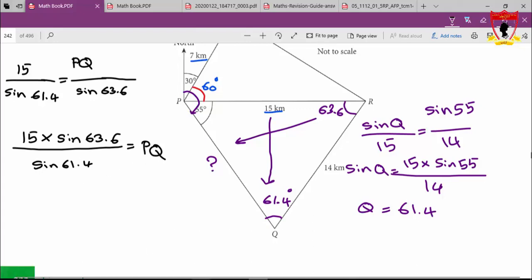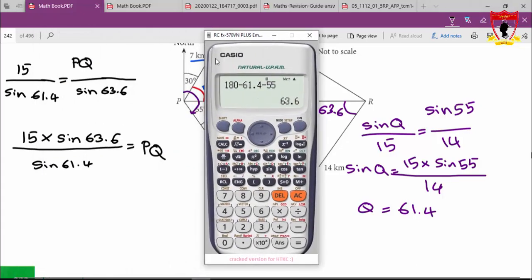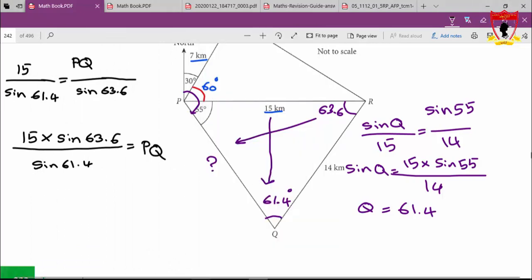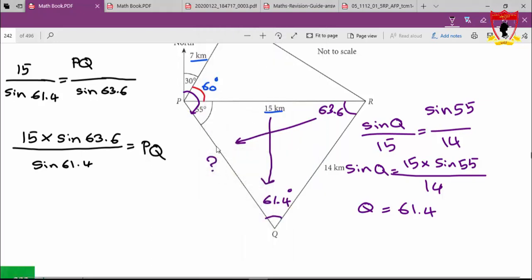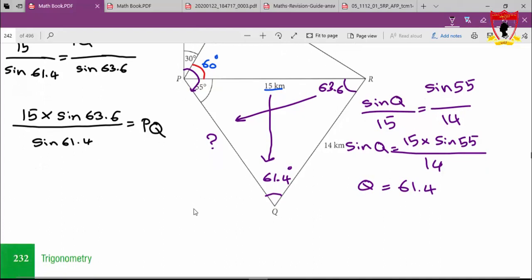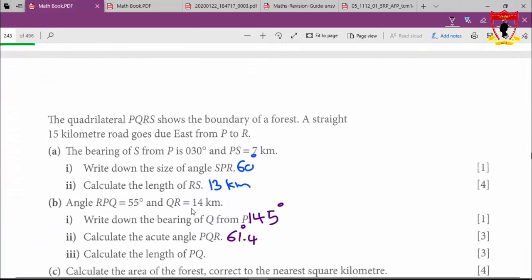Then to calculate this side, I recommend using the fraction command whenever you see fraction form. 15 times sine of 63.6 over sine of 61.4. So this is 15.3 centimeters. Side PQ is 15.3 centimeters.